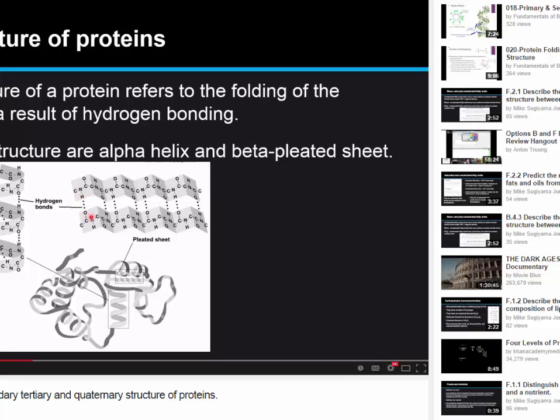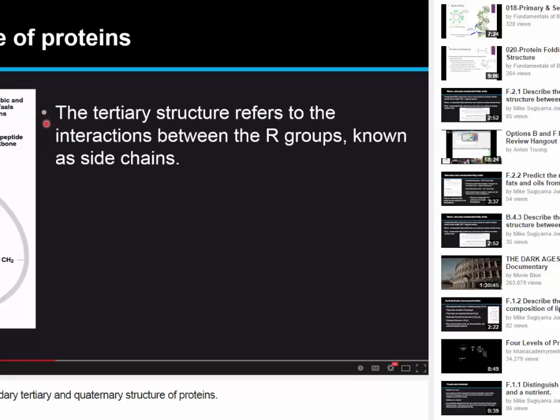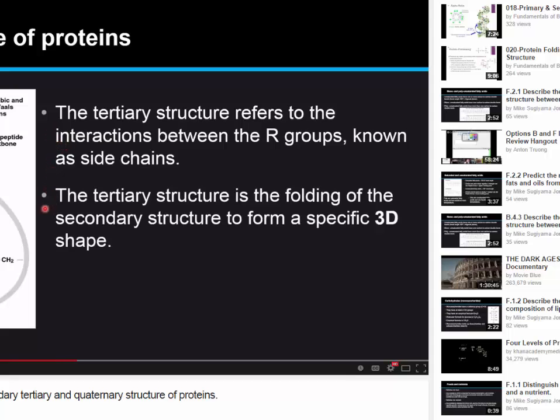So next we have the tertiary structure of proteins. The tertiary structure refers to the interactions between the R groups, which are known as side chains. The tertiary structure is the folding of the secondary structure to form a specific 3D shape. So here are some of the interactions that form the tertiary structure. We have hydrogen bonding, we have hydrophobic or van der Waals forces, we have a disulfide bridge between two atoms of sulfur, and we also have ionic bonding. And in addition, we have a peptide bond, and we'll look at these in more detail now.